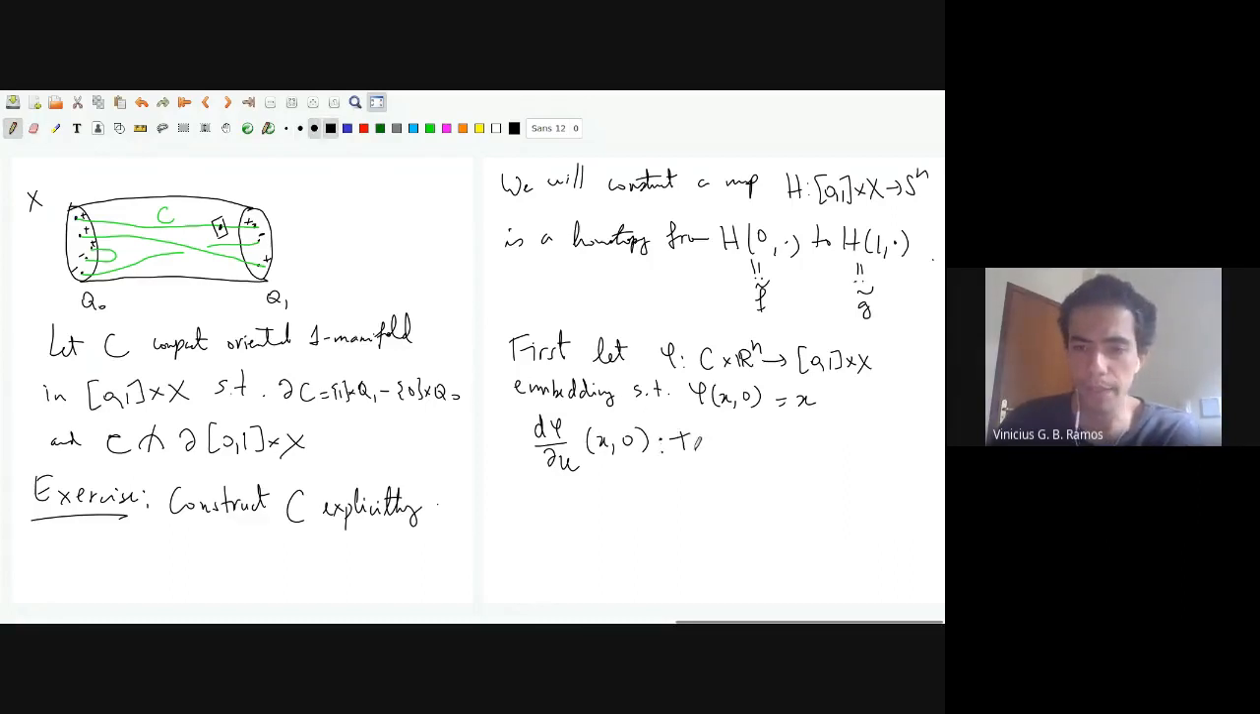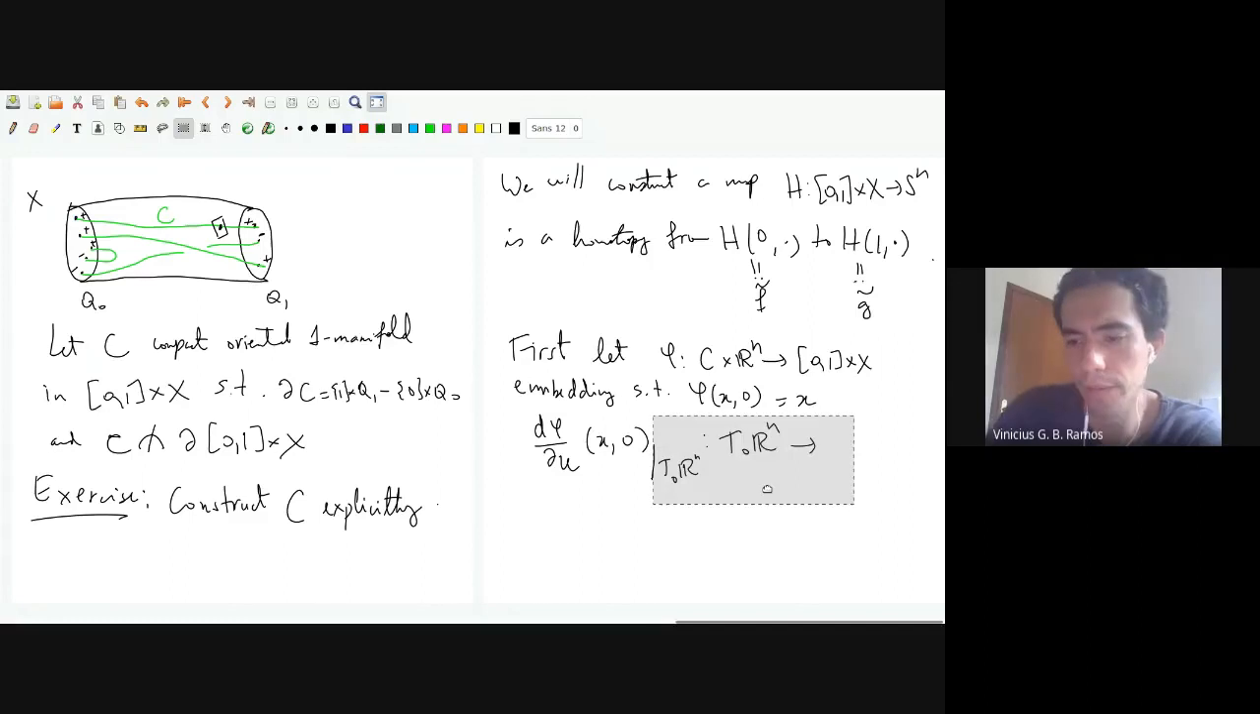So this will be a map that goes from the tangent space at (x, 0) of C times R^n. If I want to restrict this to the tangent space to R^n itself, this is going to go from T_0 of R^n to, oh, no. Actually, I can do the whole thing. I don't need to restrict.